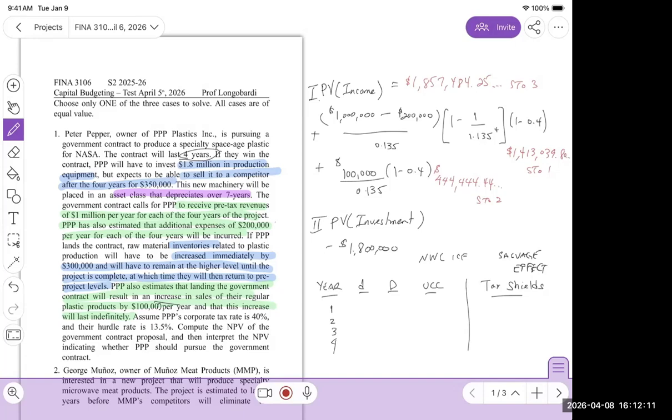So I did see some students struggle with how many years am I supposed to go? Just the years of the project. Even though it can be depreciated up to 7 years, we're just going to depreciate for the years of the project. So let's get those numbers. Let me put a pause here and come back with the numbers.